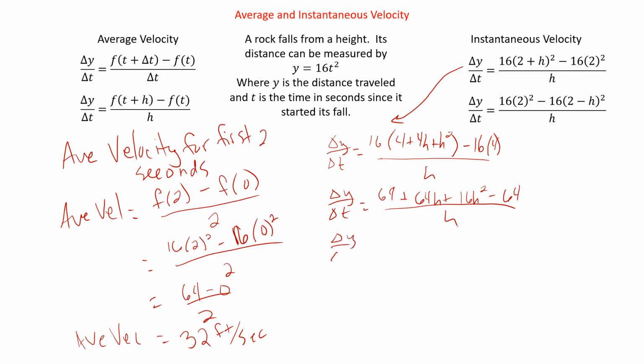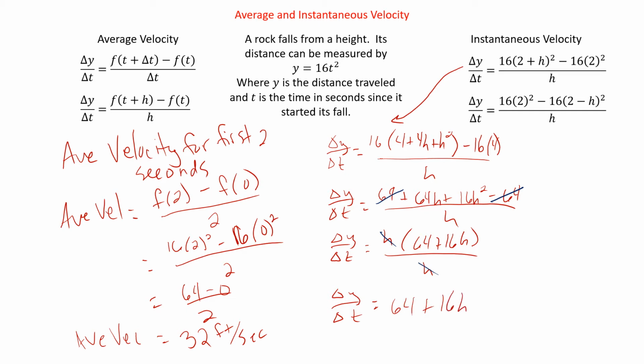And then what happens here is we have a 64 minus 64. Those guys disappear. Now everything has an h in it. We can factor an h out: 64 plus 16h over h. The h's cancel, so our delta y over delta t for the time interval just over 2 seconds is going to be 64 plus 16h.